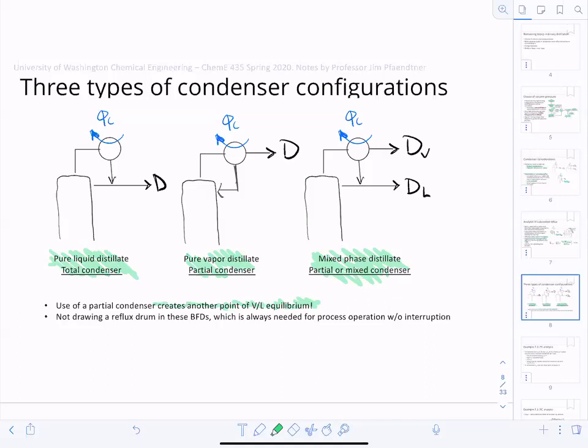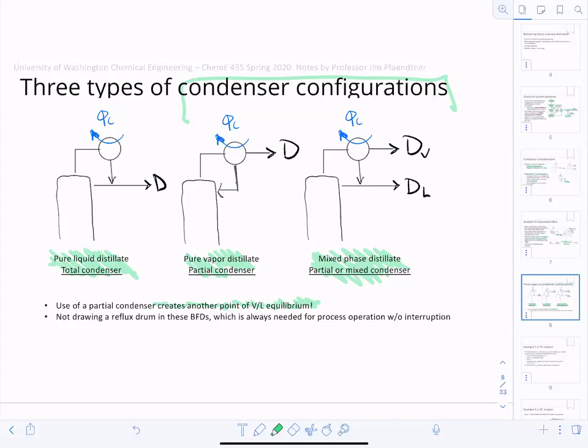So this is not mandatory, but it's the point I'm trying to make here with these two configurations in the middle and right, is that once you go to partial condenser, you can either remove vapor or you can remove vapor and liquid. But you can't run a partial condenser and not remove vapor, because then there's nowhere to send that vapor back into the column, because it'll just infinitely recycle. So that's the key takeaway.